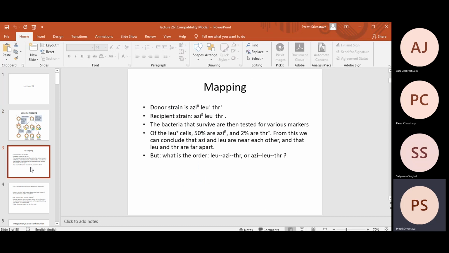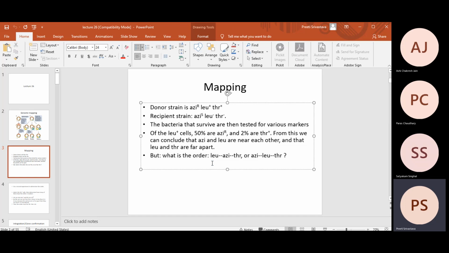In this case, this is a separate case where the donor strain is Azi, azithromycin resistant, Leu plus and threonine plus. The recipient is azithromycin sensitive, leucine minus and threonine minus. So what you do is you do P1 transduction. That means you incubate the donor strain with P1 so that these markers are packaged, and then this P1, which has likely packaged the donor DNA, is now infected with the recipient strain.